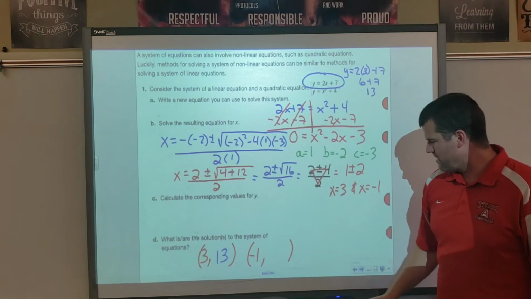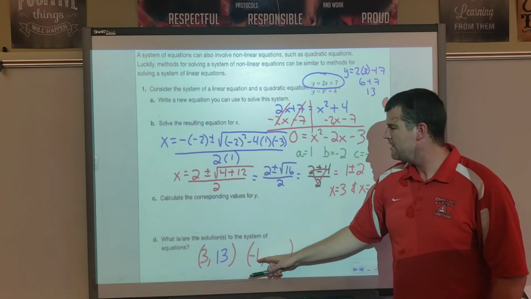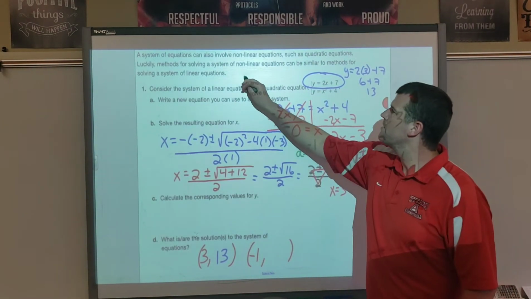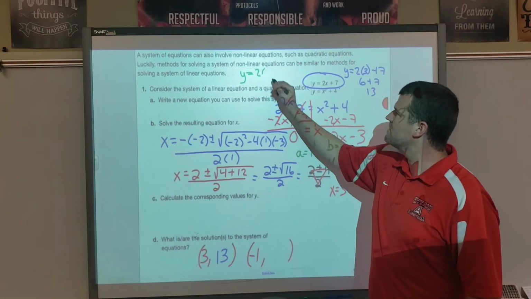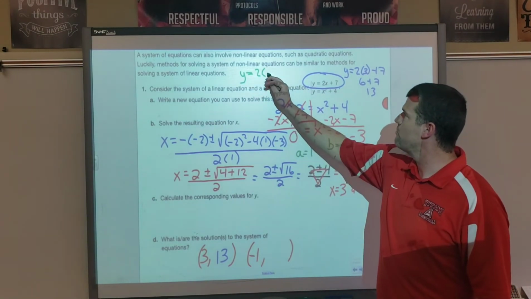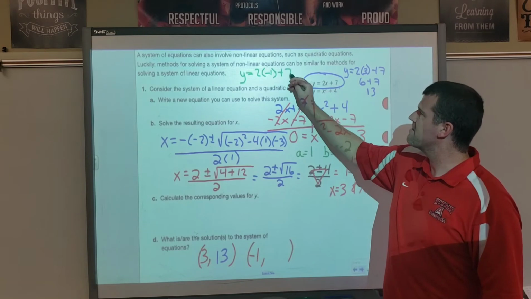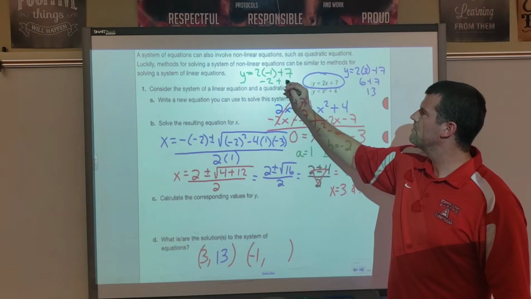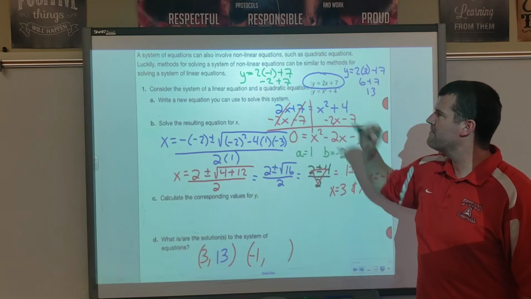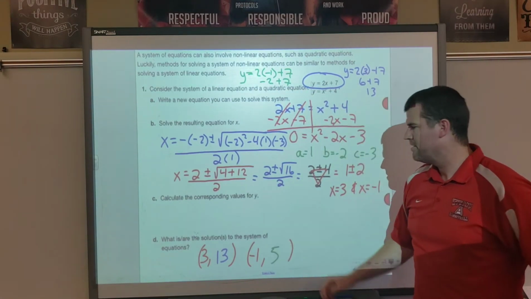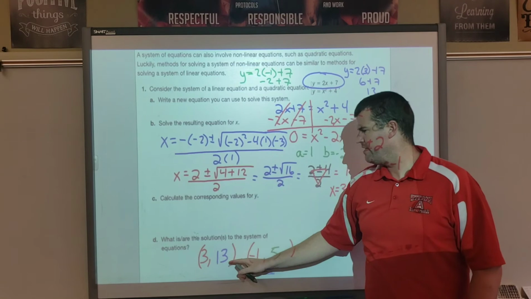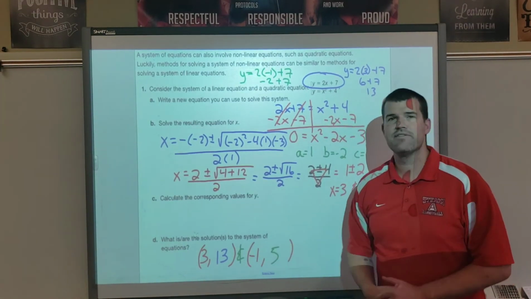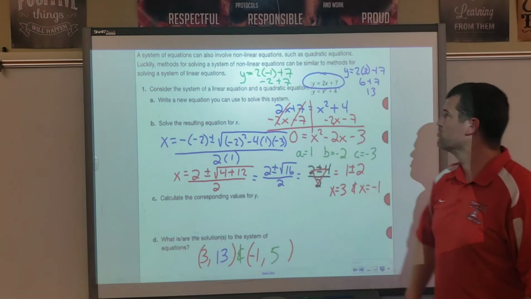For the second one, I'm going to take -1, and I'm going to plug it in. And I can plug it into the same equation again. y equals 2 times x, which is -1, plus 7. 2 times -1 is -2, and -2 plus 7 is 5. So we end up with the ordered pairs (3, 13) and (-1, 5). Two different solutions.